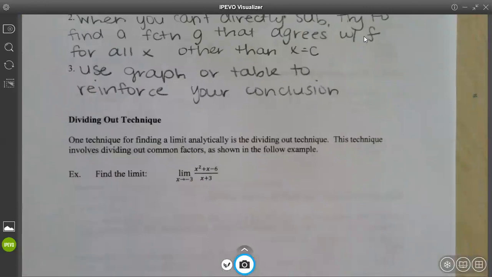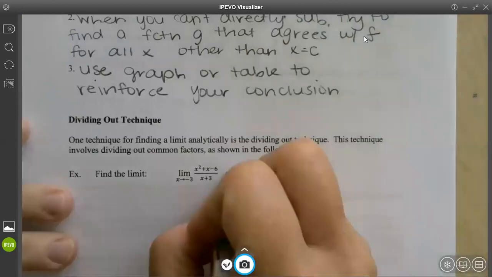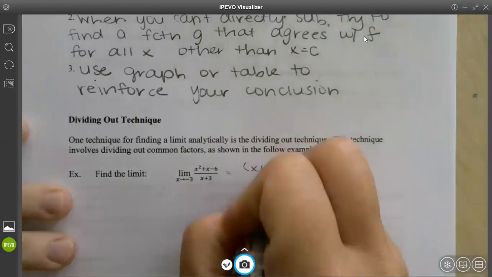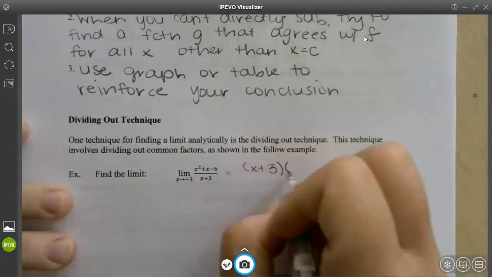So again, dividing out technique, we're factoring. So this is math 3 rationals. We have x plus 3 on the bottom, but when I plug in -3, it gives me a 0. So I know I need to factor. If it doesn't give you a 0, don't do anything. Just plug it right in. But this gives me a 0 in the denominator, so I need to factor the top to see if I can cancel. I should be able to. What are your factors of -6 that add to 1? +3, -2.